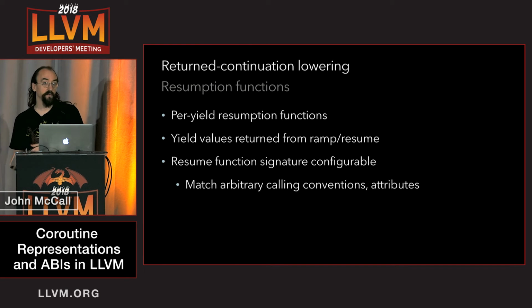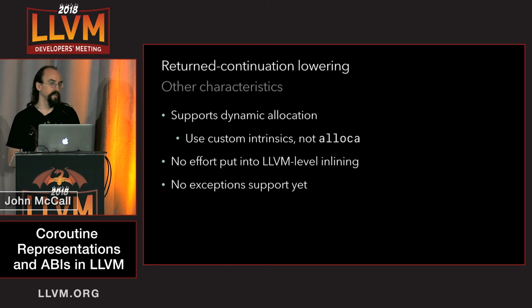Because Swift uses its own calling convention, it was very important to us that we support a lot of things like being able to fully define the signature of that, maybe use our own special attributes, use our own special calling conventions. All of that is very flexible for us. But on the other hand, we don't support things like C++ exceptions in it, because that's not important for Swift.